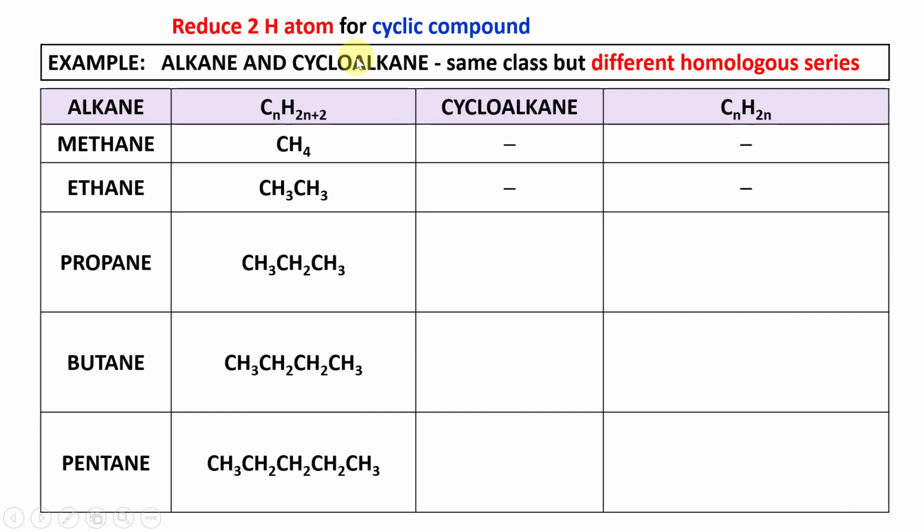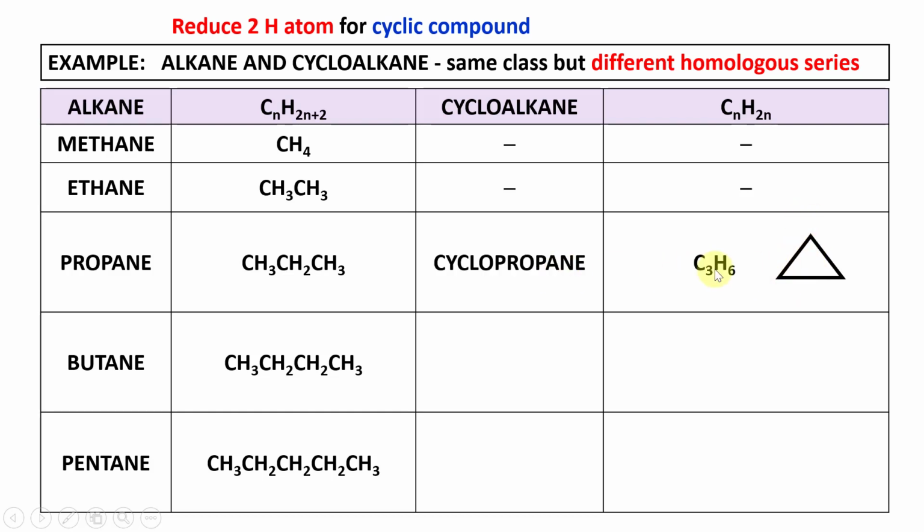Alkane and cycloalkane are both from the same class but different homologous series because they have different general formulas. For the cycloalkane, it will lose two hydrogen atoms from the alkane. For the cycloalkane, we are going to start with three carbons. So it must have three or more carbons. For the three carbons in cycloalkane, we call it cyclopropane.